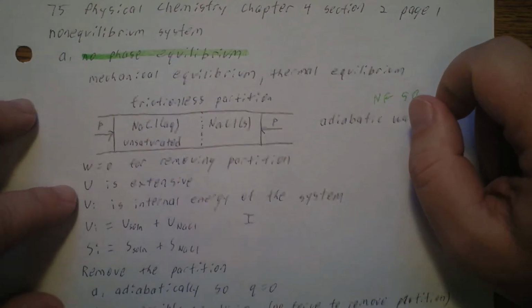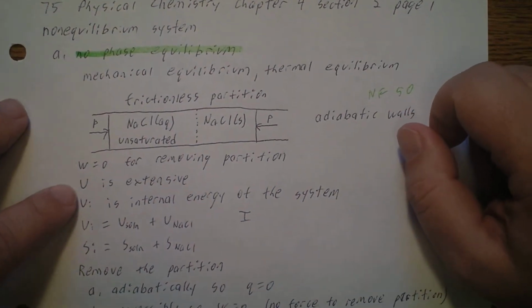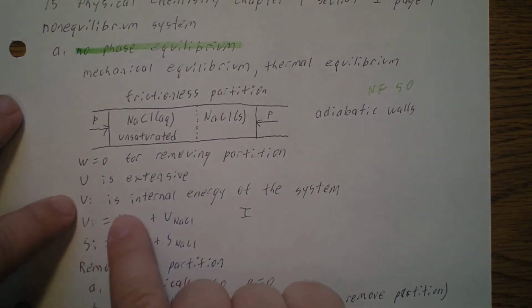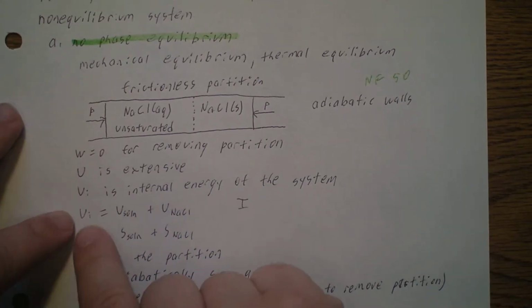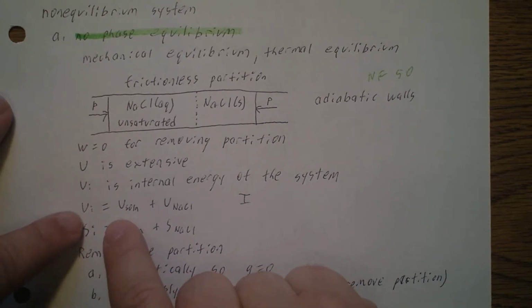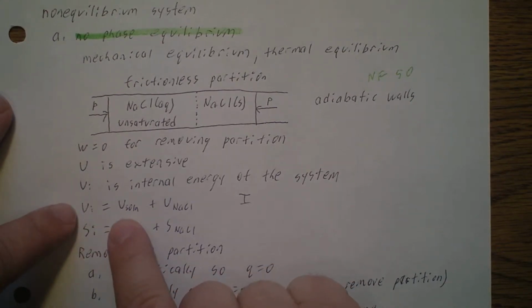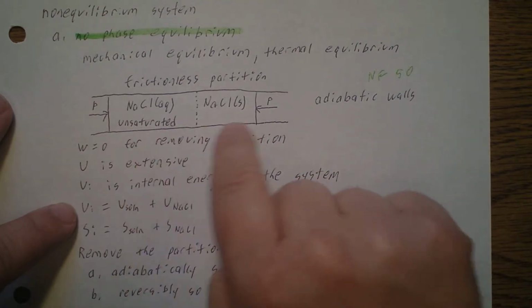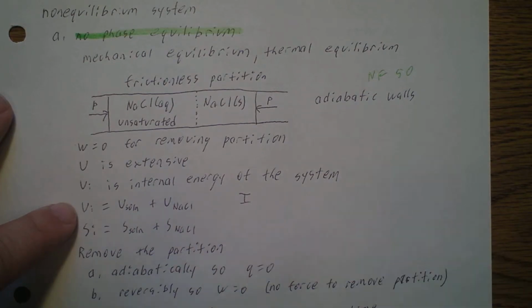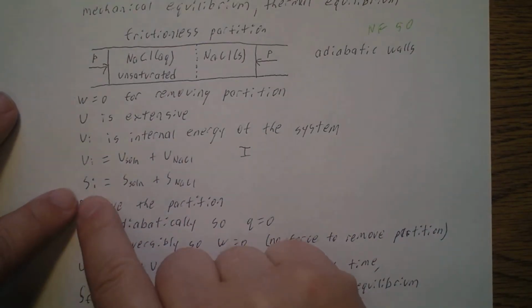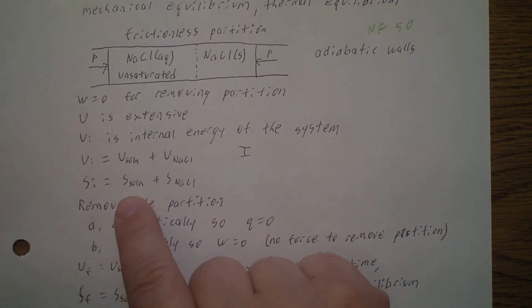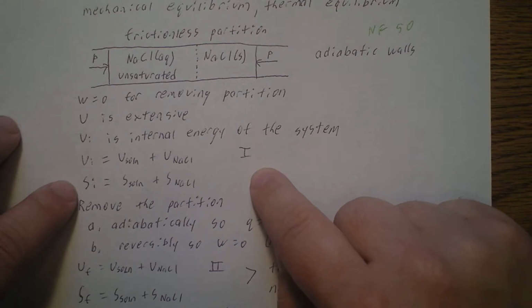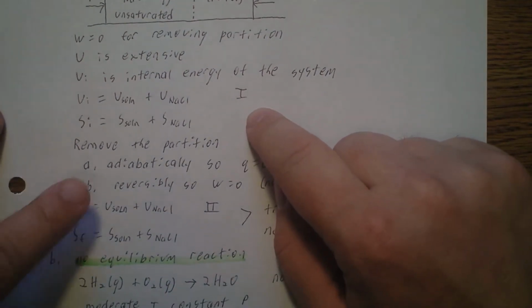Now remember, U is a type of energy. It's the internal energy, and it's extensive. So the initial internal energy, U sub I, is going to be equal to the internal energy of the solution plus the internal energy of the sodium chloride. You can just add them up because it's extensive. We'll call that equation 1 for now. Now the entropy of I is going to be the entropy of the solution plus the entropy of the salt. And again, you can just add those up because entropy is extensive.